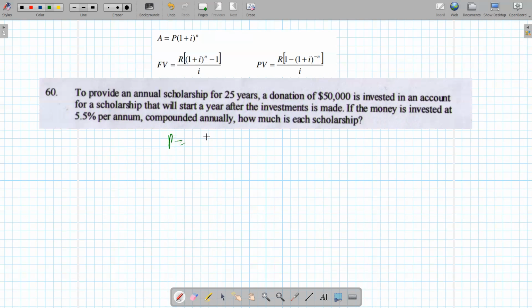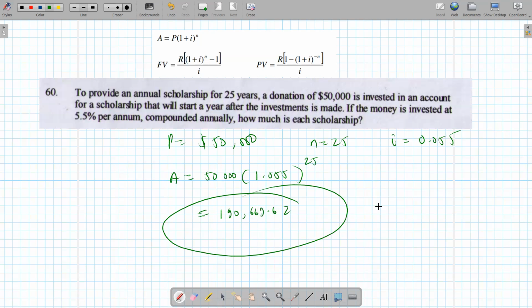So we know our P value. You're putting in $50,000. N is 25. The interest rate is 0.055 because it's annual. Let's see how much this is worth after 25 years. So we do 50,000 times 1 plus i, which is 1.055, to the power 25. That becomes an astronomical $190,669.62, almost quadrupled over 25 years. So that's a good investment right there.